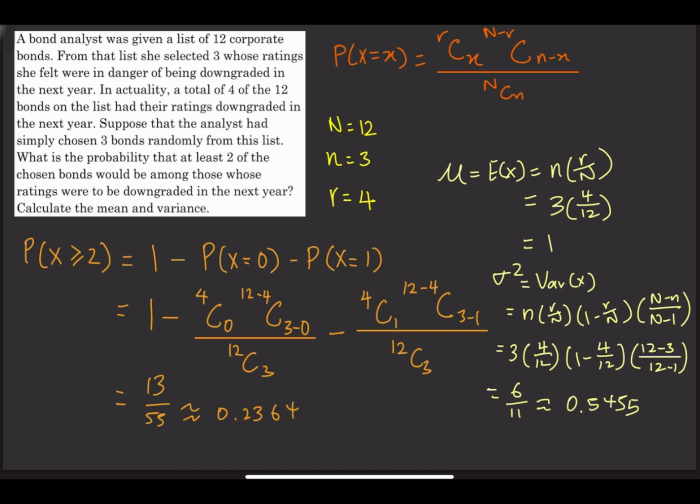Overall, if you want to really understand this hypergeometric probability distribution, first you have to know the conditions that it satisfies, and then you obviously have to know the formula so you can apply it in the right situation. And that's it for the video.